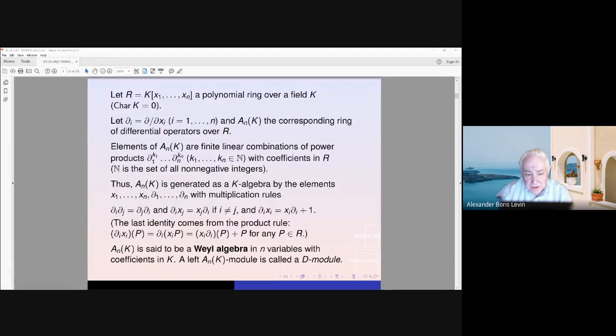The multiplication rule is given in a natural way: the D's commute with each other, as do the x's, and when you multiply D_i by x_j, where i is not equal to j, they commute. But if you multiply D_i x_i, then they don't commute. They have this law of commutation, and it's natural because it simply comes from the product rule. If you apply this to some polynomial p, it's the same; you just use the product rule. So this is a non-commutative algebra, but it's almost commutative, because the only elements that do not commute are D_i and x_i. That's what is called the Weyl algebra. Modules over such an algebra are also known as D-modules, and there is a theory of D-modules that we are going to touch on now.